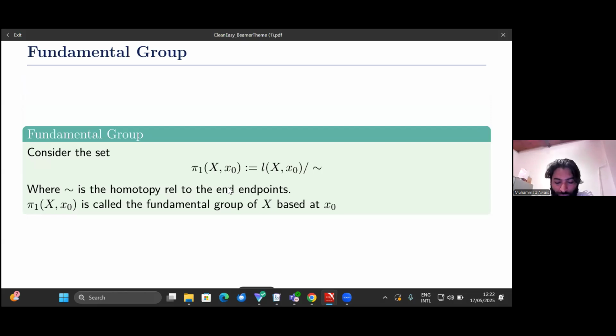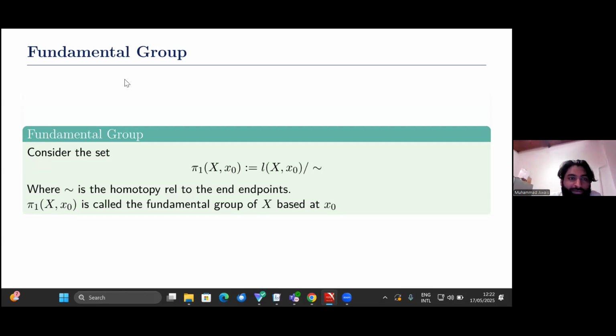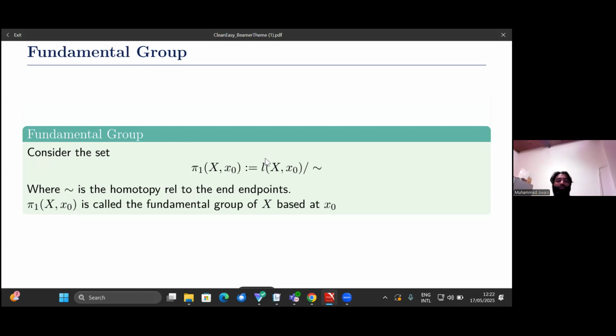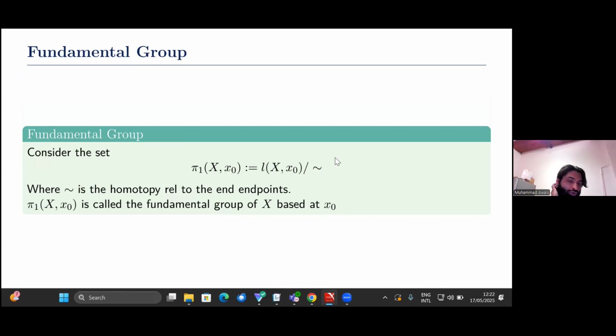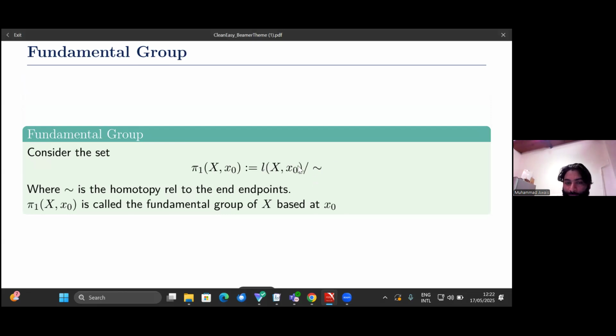Now let's come to the main hero of our presentation, the fundamental group. It is defined as the space of loops quotiented with this relation, homotopy relative to endpoints. So the equivalence classes of all the loops with respect to that relation is called the fundamental group. Okay, if I am saying it's a fundamental group, for the moment it has nothing to do with a group, but it's some kind of space.